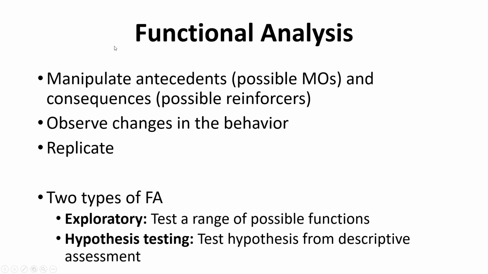So how do we actually conduct a functional analysis? Again, it's going to change a lot depending on the situation, but the bare bones of it is that you're going to manipulate your antecedents. Maybe you're going to look at possible motivating operations, things like establishing and abolishing operations. Or maybe you're just going to change some other aspect of the environment that might be an antecedent in that particular situation. You might also choose to manipulate some of the consequences. See if you can adjust the possible reinforcers in order to see if that changes what's happening with the behavior.